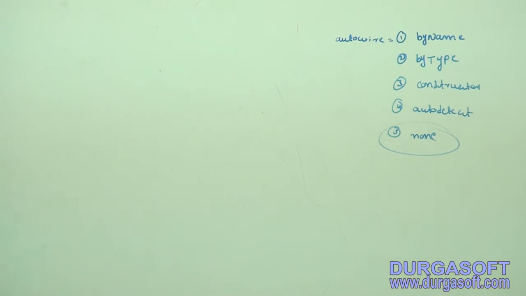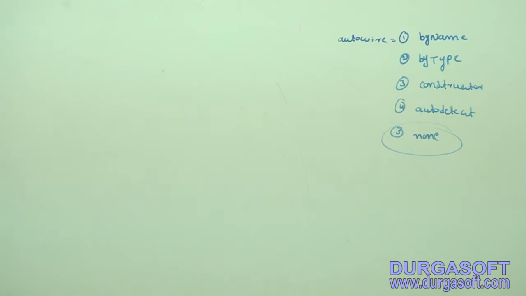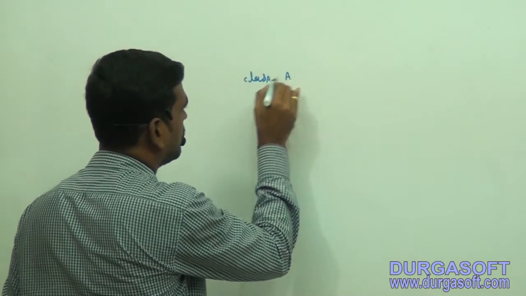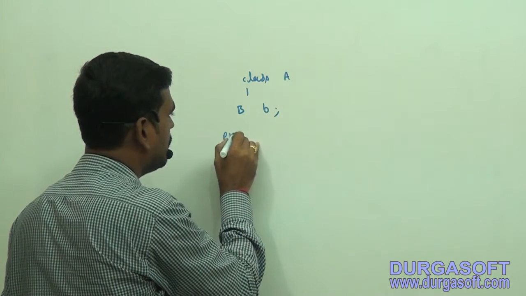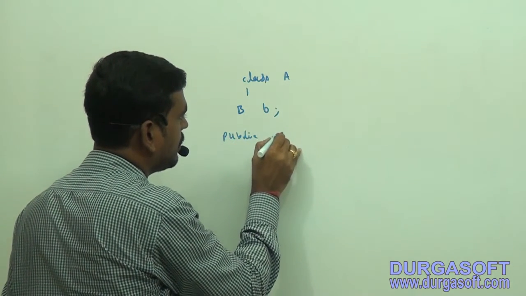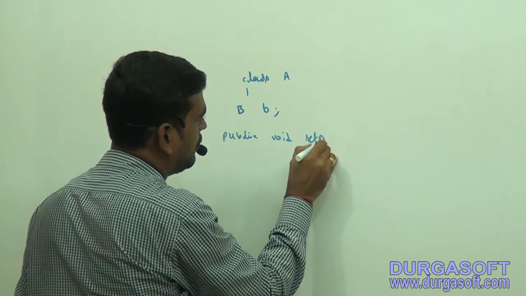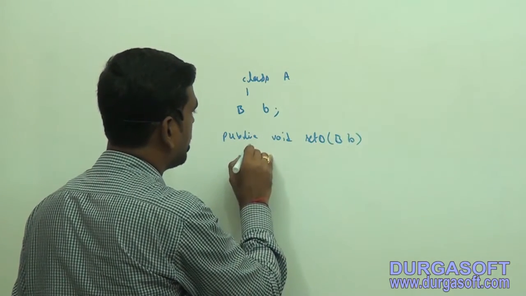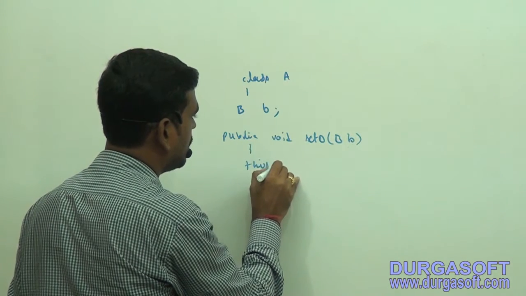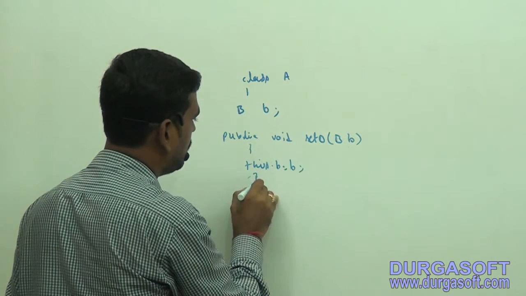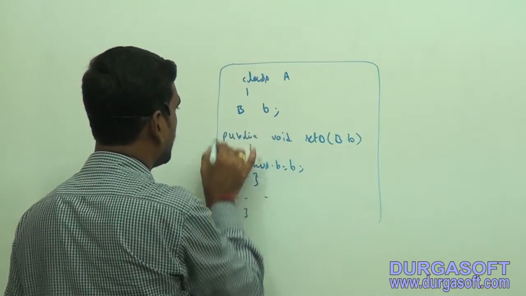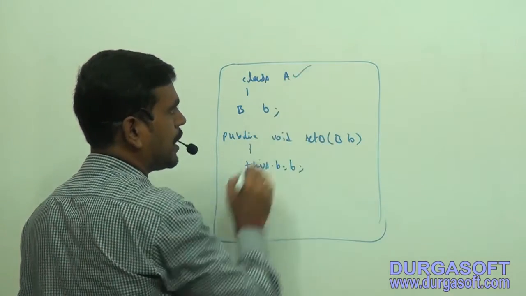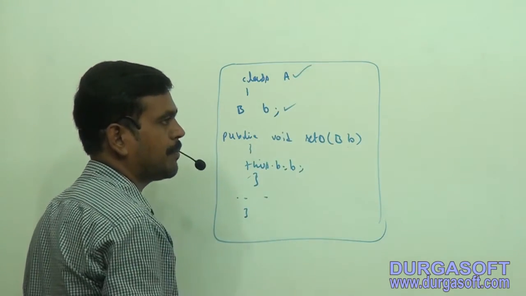For example, here I am taking one class, class A. Under that, B b. Now public void setB. Now this.b is equal to b. This is class A. Class A is what? The outer bean. Class B is what? The inner bean.